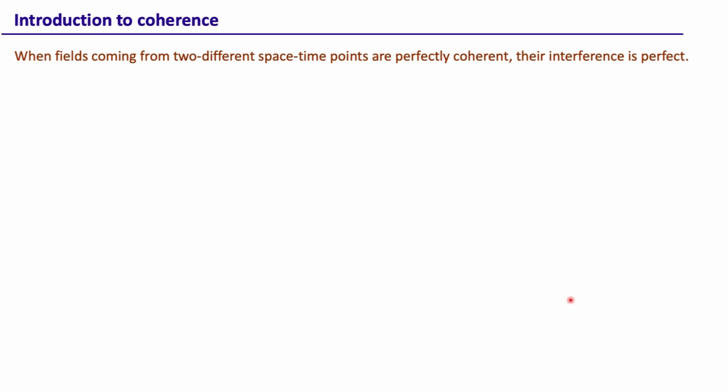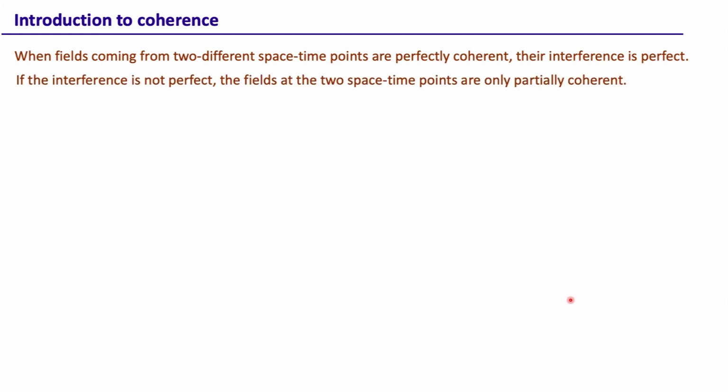This is the generic understanding we have of coherence: when fields coming from two different space-time points are perfectly coherent, the interference that results is perfect. On the other hand, if the interference is not perfect, then that means that the fields at the two space-time points we're talking about are only partially coherent.